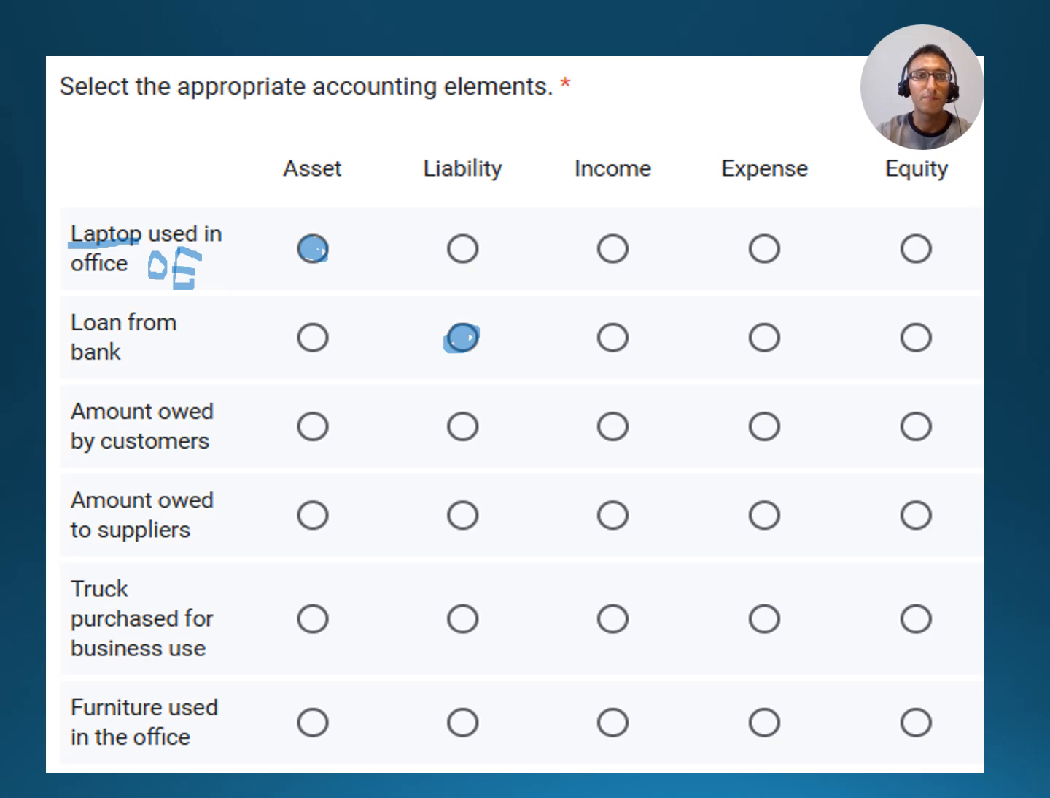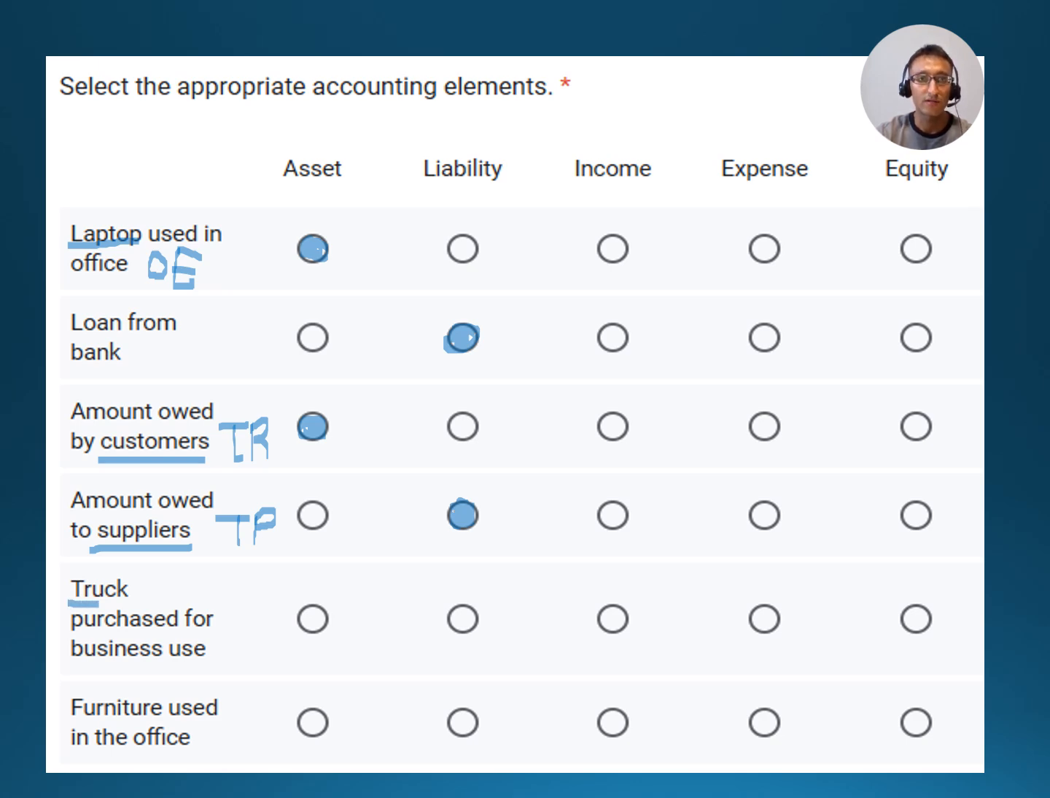Next item, amount owed by customer. Okay, amount owed by customer is recorded in the trade receivable account. From the name receivable, it means the business will receive money in the future. It is a future benefit to the business, hence it's an asset. Okay, while when we look at suppliers, these are trade payables where the business will pay to the person in future. Since this is an obligation, it is a liability. So trade payables are liabilities, trade receivables are assets.